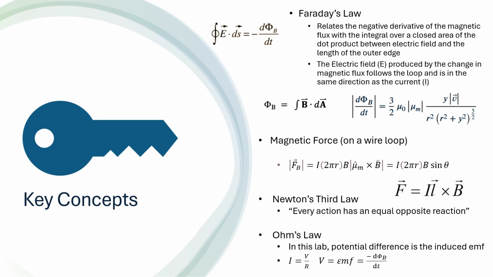According to the Lorentz force law, a magnetic force is exerted upon the wire loop when it interacts with an external magnetic field. And next is Newton's third law of motion, which states that every action has an equal and opposite reaction. So as the magnet is exerting a force onto the current inside of the aluminum, the current in the aluminum is also exerting force on the magnet. And finally is Ohm's law, which relates voltage, EMF, to the current and resistance.